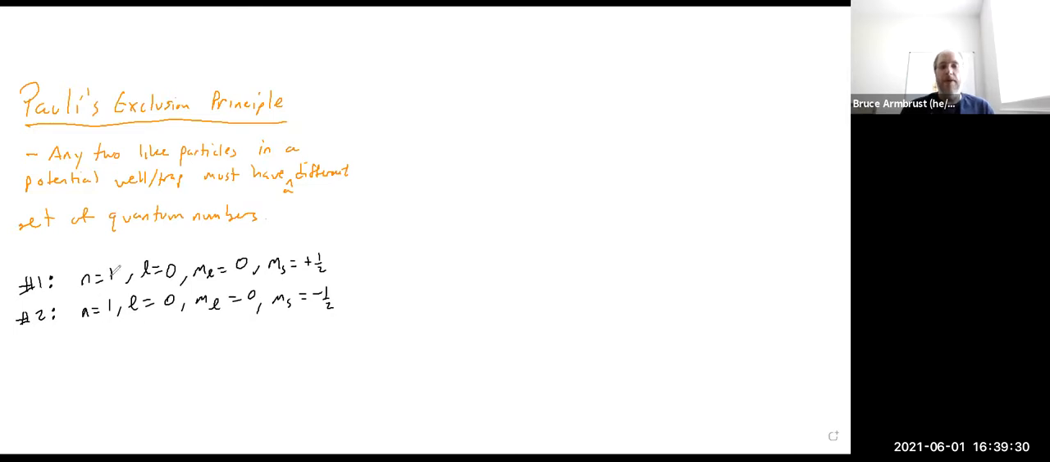But now we've used up every possible combination for n equals 1. There are no other choices. All right, so then if we go to a third one, the third one now is going to have to bump up into n equals 2.